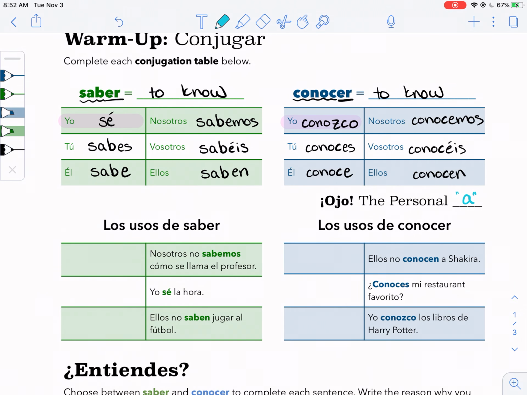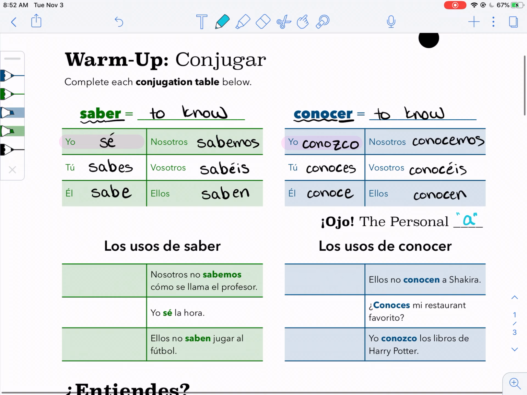So there you have it. We have our conjugations of saber y conocer. But you'll also notice that they both mean to know. So what are we going to do there? Well, let's look at the uses of the two different verbs.